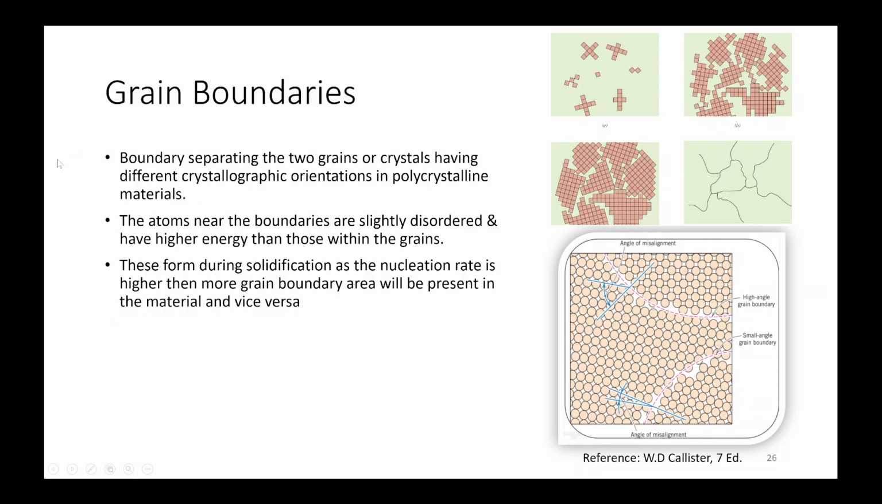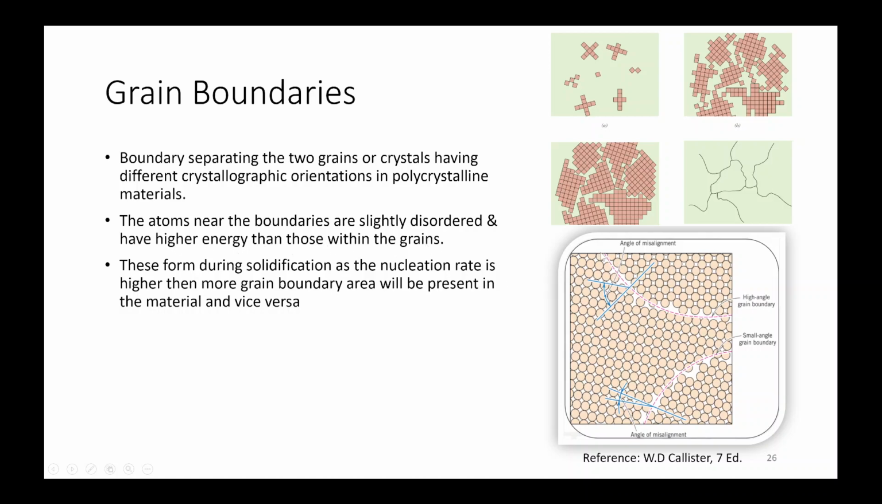Now, grain boundaries. These are boundaries separating two grains or crystals having different crystallographic orientations in polycrystalline materials. So this grain will have a different orientation compared to that grain, and there will be grain boundaries. These can be high angle grain boundaries or small angle grain boundaries, depending on misorientation. Now the atoms near the boundaries are slightly disordered and have higher energy than those within the grains.